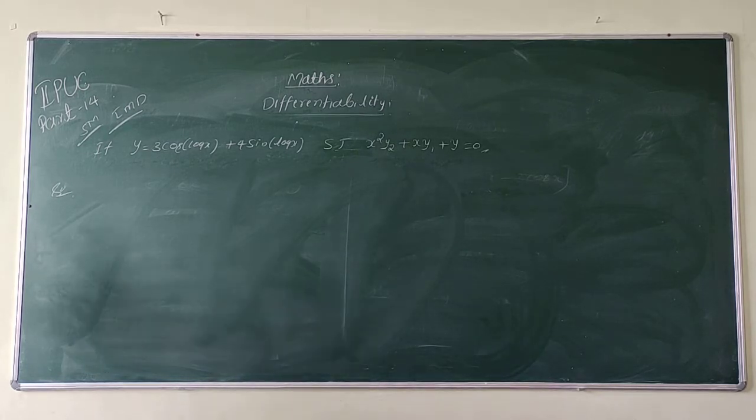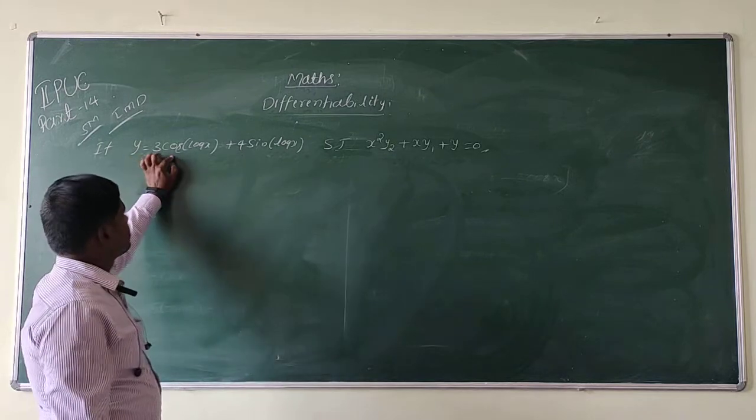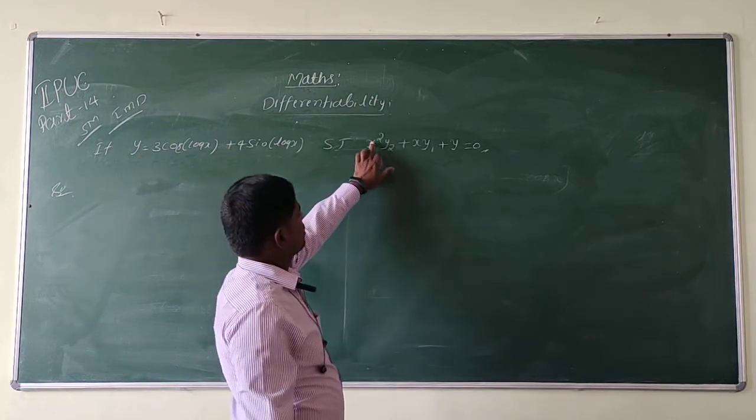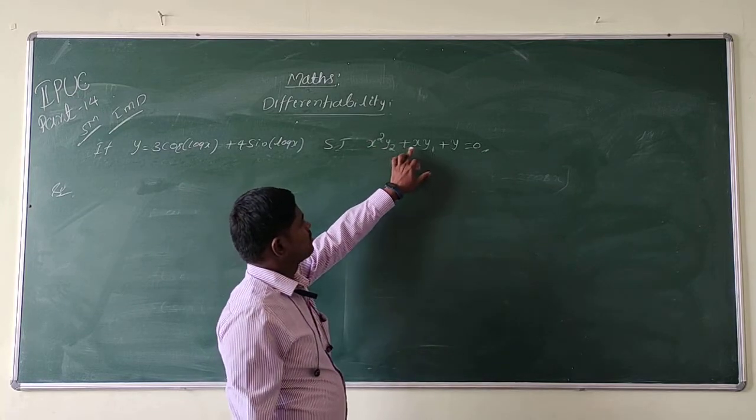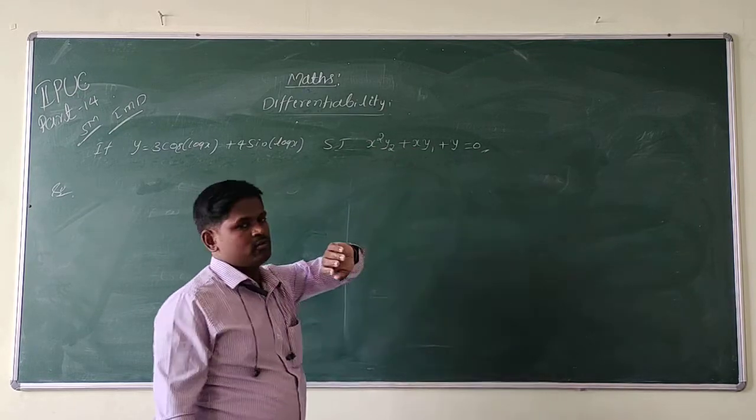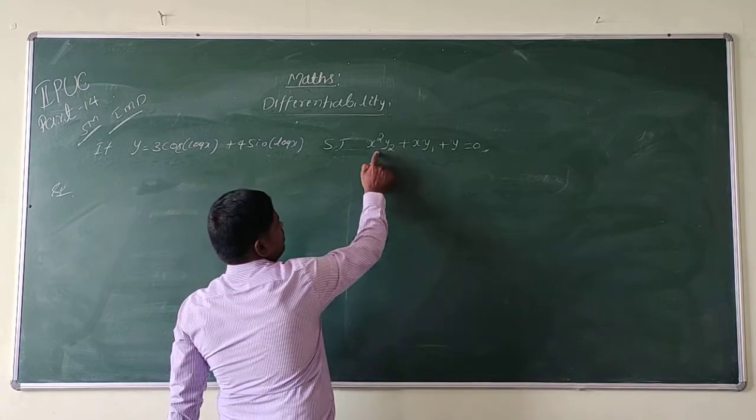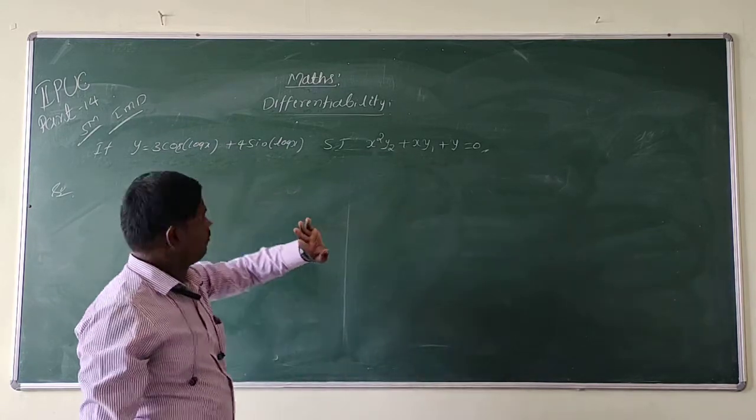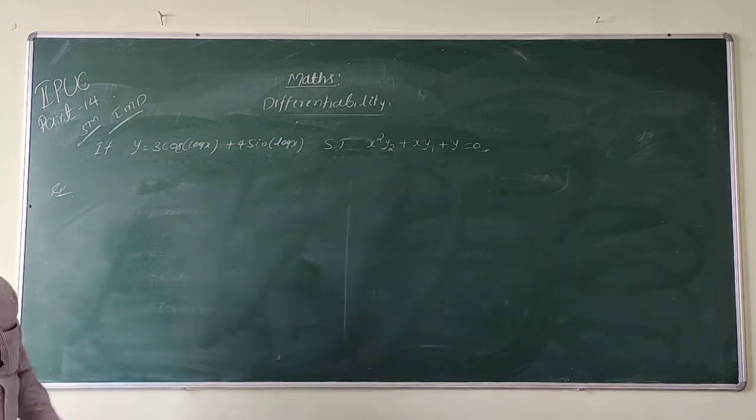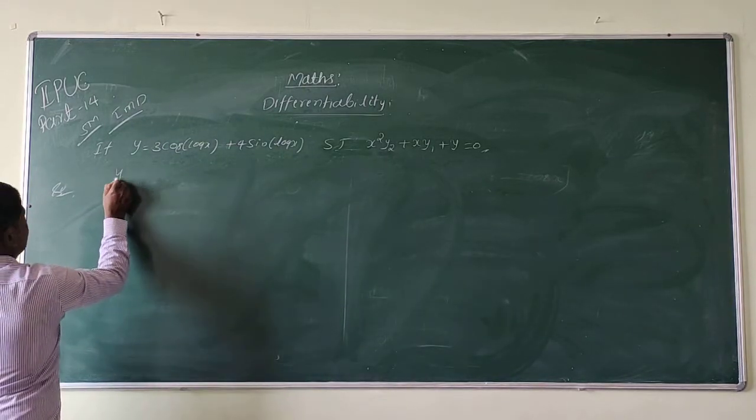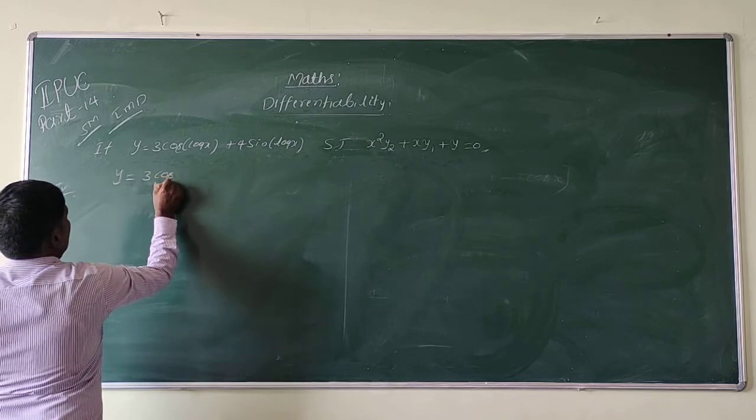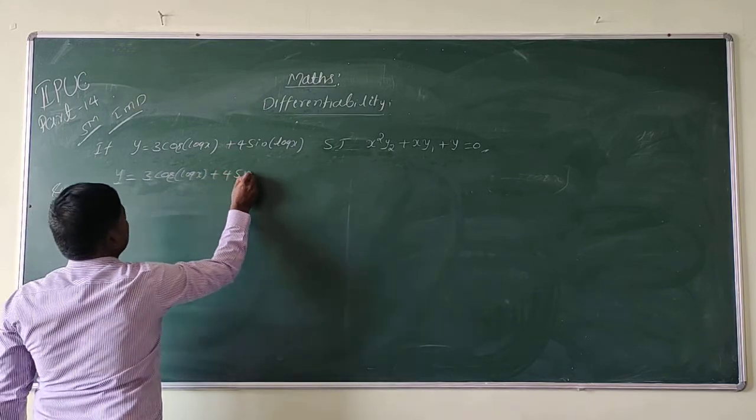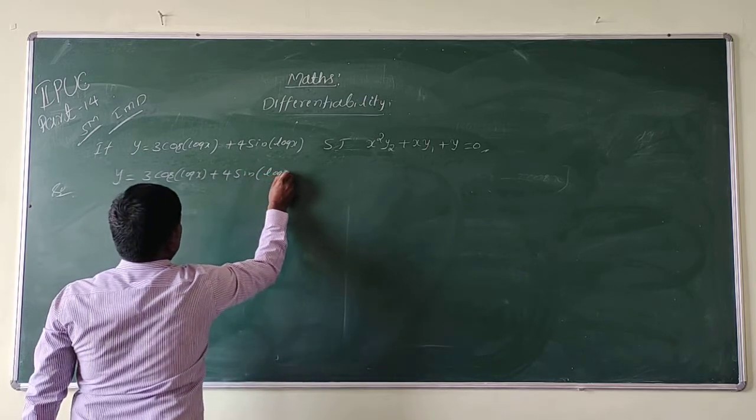So next problem. y is equal to 3 cos of log x plus 4 sin of log x. Show that x² y2 + x y1 + y = 0. Here y2 is the second order derivative and y1 is the first order derivative. We are going to show that. So y = 3 cos(log x) + 4 sin(log x).